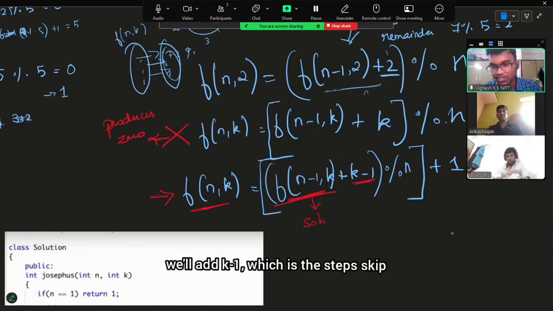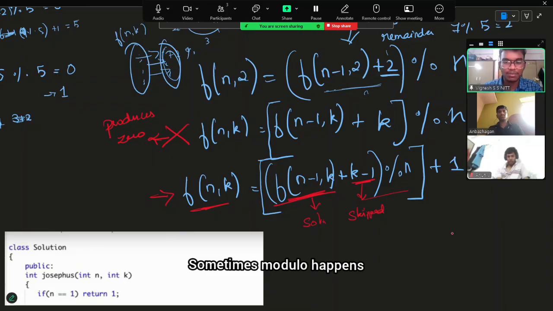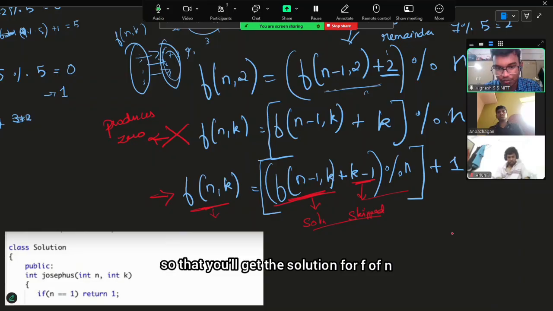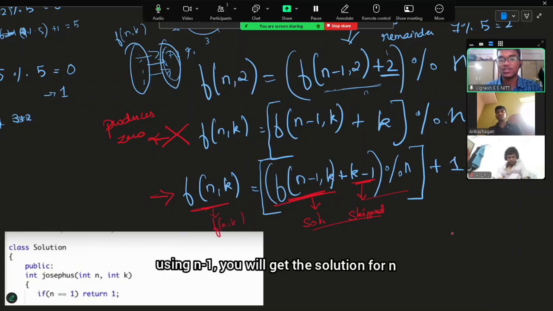It will add k minus 1, which is the steps skipped, the present skip. It will add that skip and then do modulo. Sometimes the modulo happens and the same answer would be repeated, and then plus 1 is added, so that you will get the solution for f of n. So using n minus 1, you will get the solution for n.